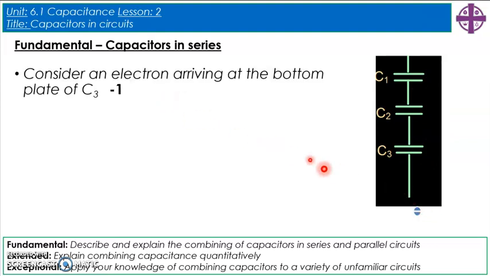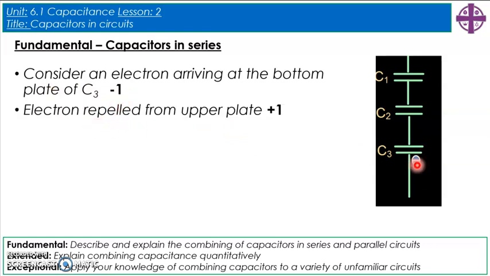So consider the electron arriving at the bottom of this plate here, C3. Now when the electron arrives at the bottom of that plate, this plate now gains a charge of -1 because it's got an extra electron on it. This electron, having joined this plate, is going to be repelling an electron on the opposite plate away from it. If one negative charge arrives here, it's going to be repelling another negative charge away from this plate. So then I'm going to get an electron being repelled away from that plate, which leaves a slight positive charge on this top plate here. So this top plate here is left with a positive charge of +1.